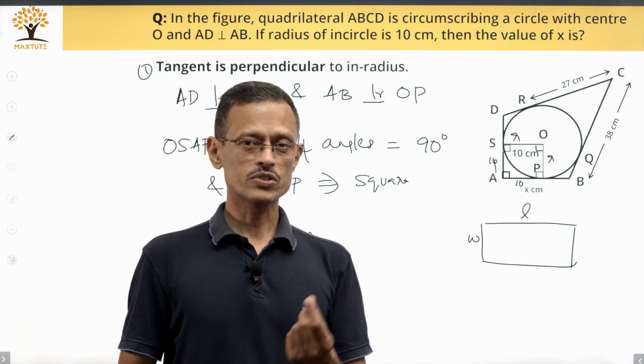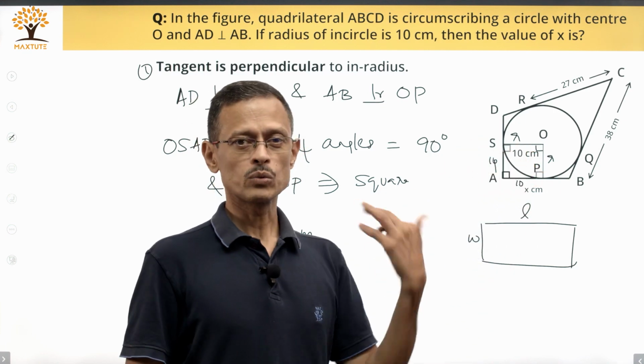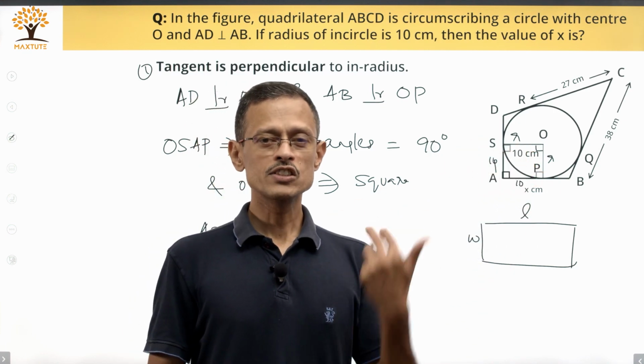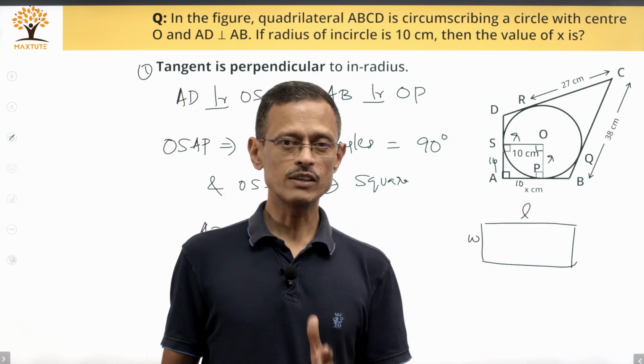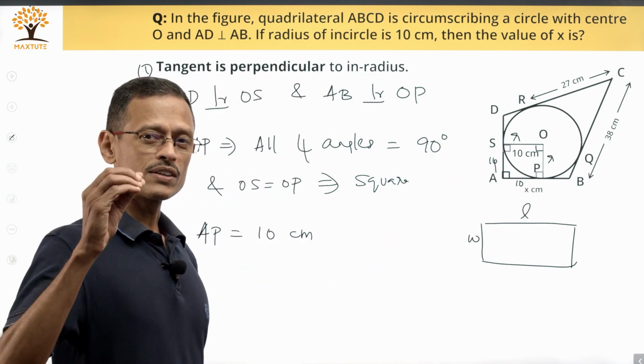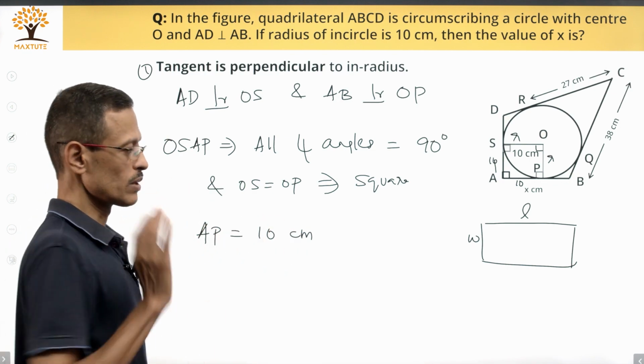If it is a square, all 4 sides should be equal. We know the measure of one side OS, which is the radius, which is equal to 10, which means the other sides, which are essentially AS and AP, will also be equal to 10. The important thing I want to take away from this is that AP is equal to 10.